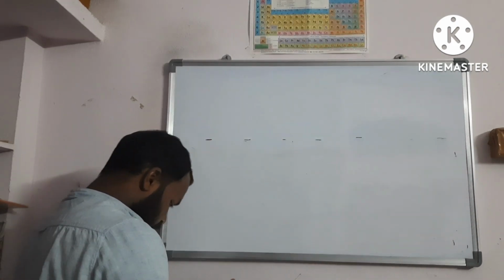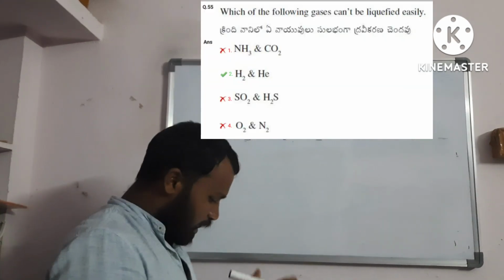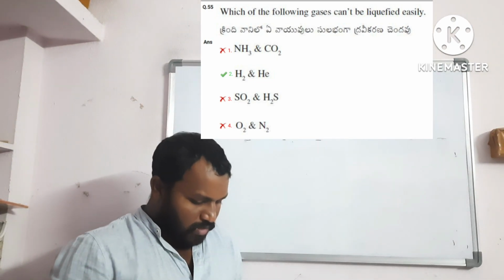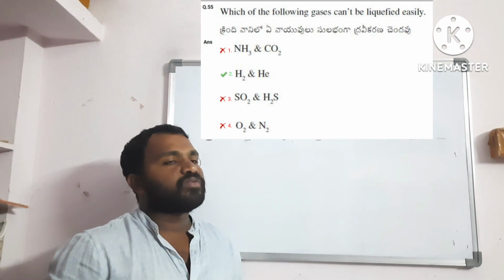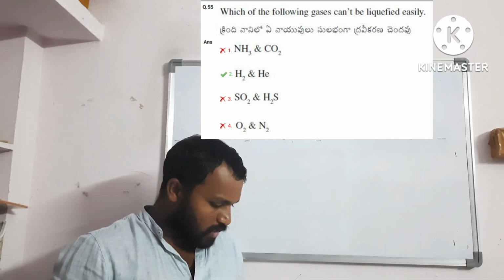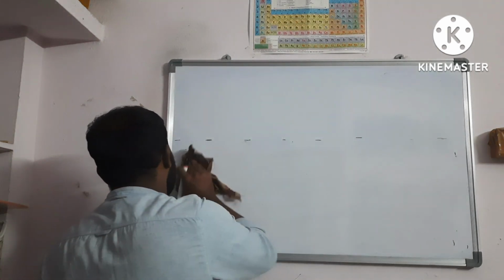Next, question number 55. This is from the gaseous state. Direct answer: which of the following gases cannot be liquefied easily? That is related to the a and b values, it depends upon the a values and b values. The answer is hydrogen and helium. You go through the theory. And question number 56.